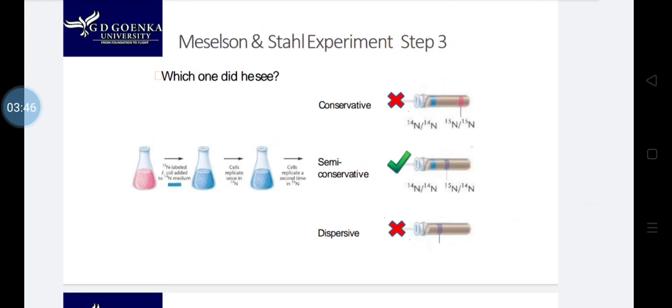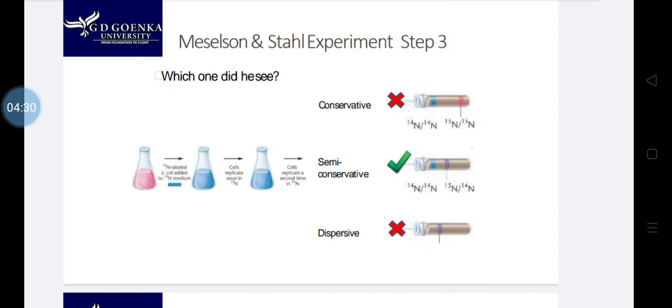Conservative cannot be possible because it was rejected in the second step. In the third step, he found two bands in the semi-conservative type. If it is the dispersive model, then there can be only a single band, because all DNA would be made of segments of old parental DNA and new daughter DNA. But he found two bands of DNA: one is 14N strand, and another is 15N 14N strand.